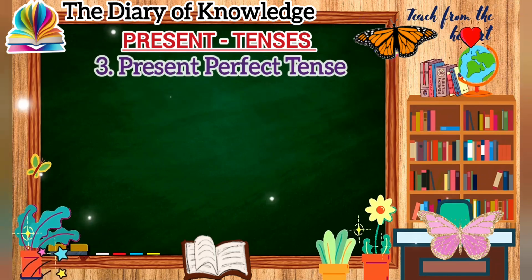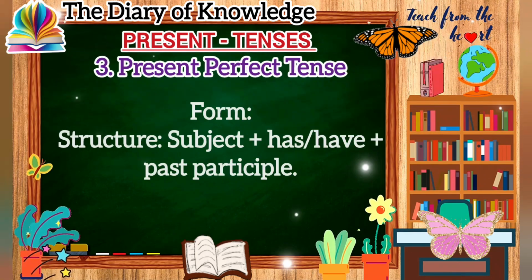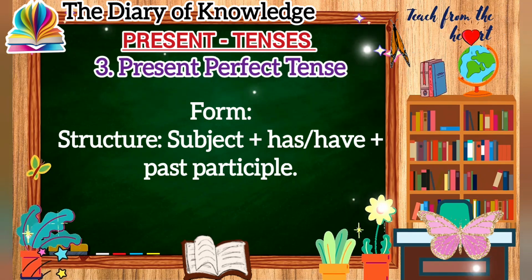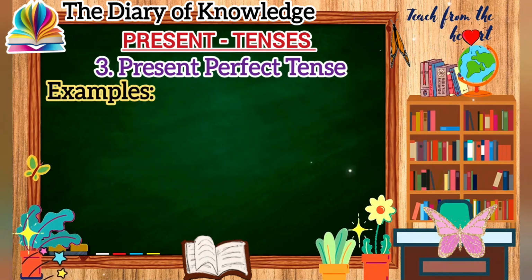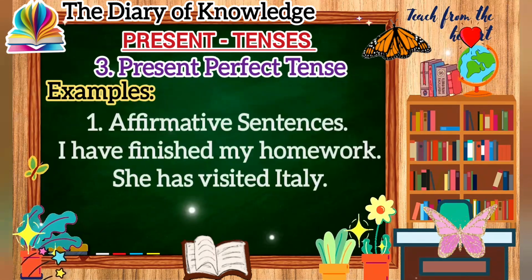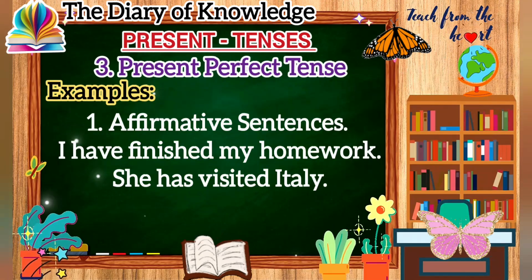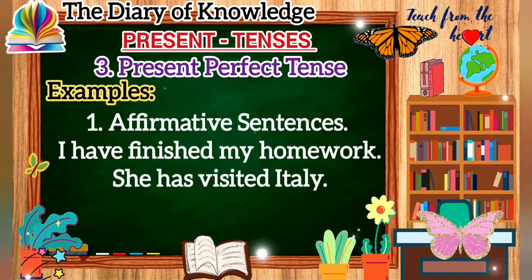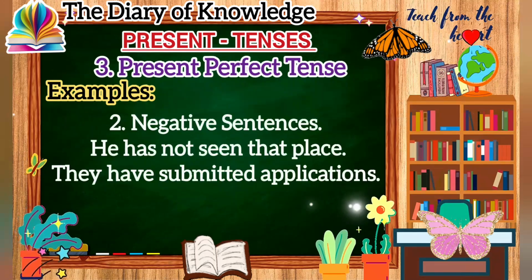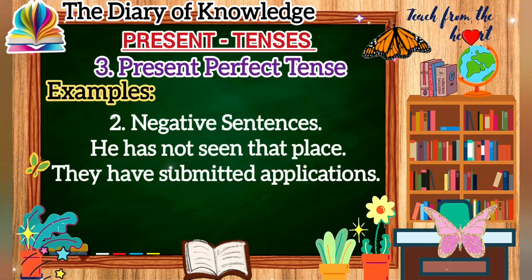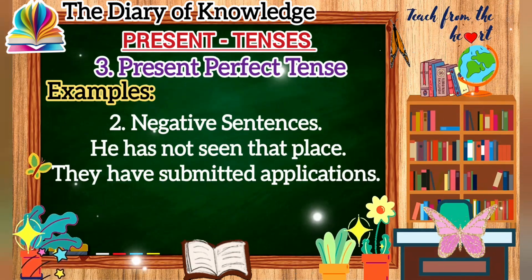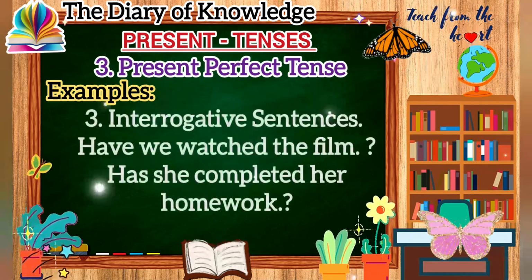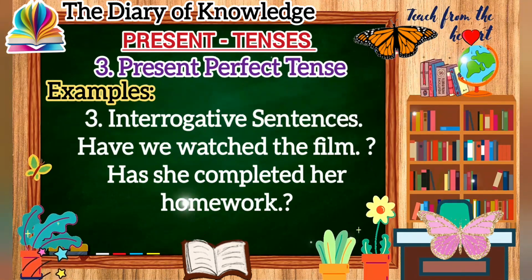Third, present perfect tense form. Structure: subject plus has, have plus past participle. Examples. 1. Affirmative sentences. I have finished my homework. She has visited Italy. Second, negative sentences. He has not seen that place. They have submitted applications.